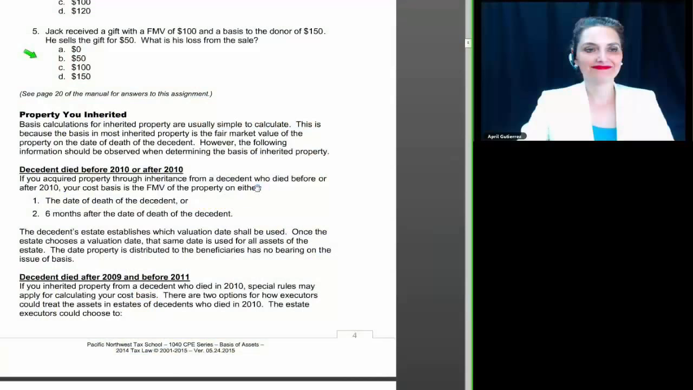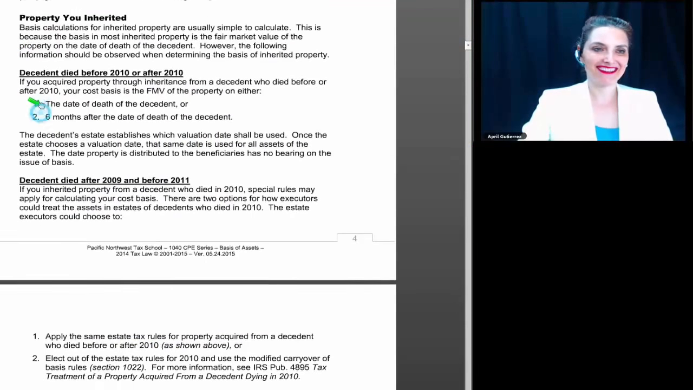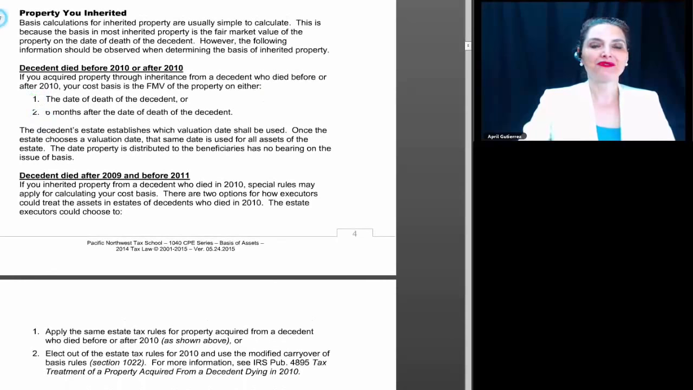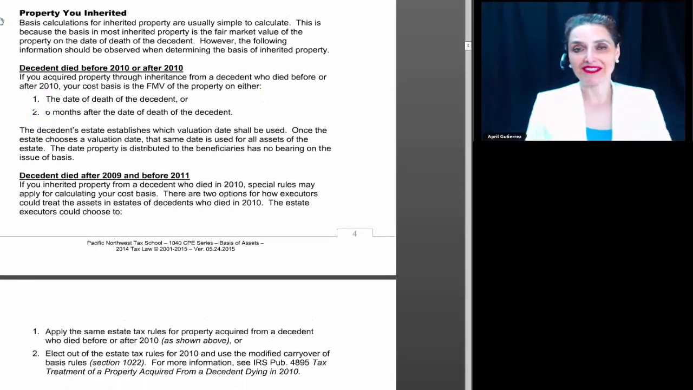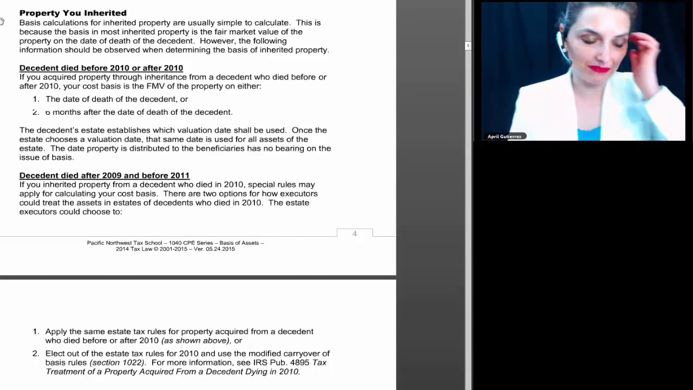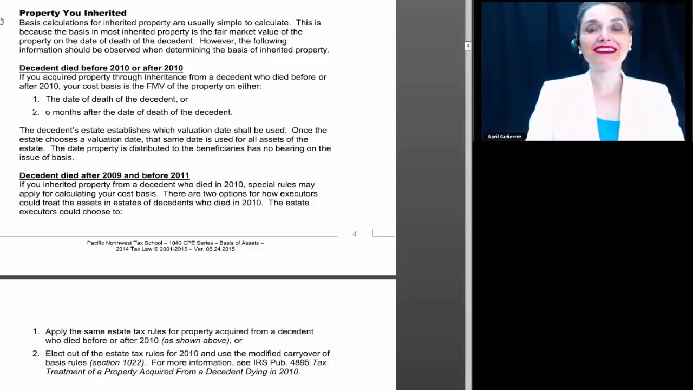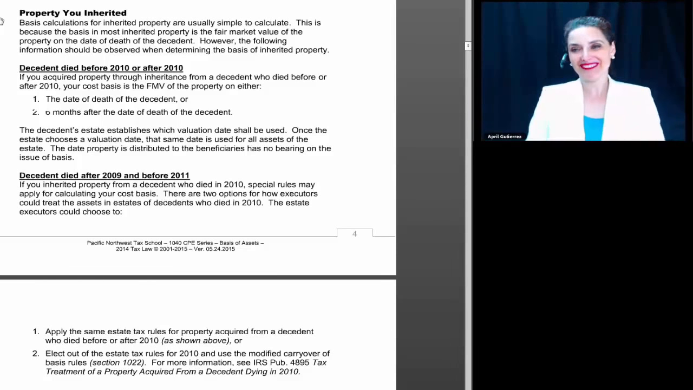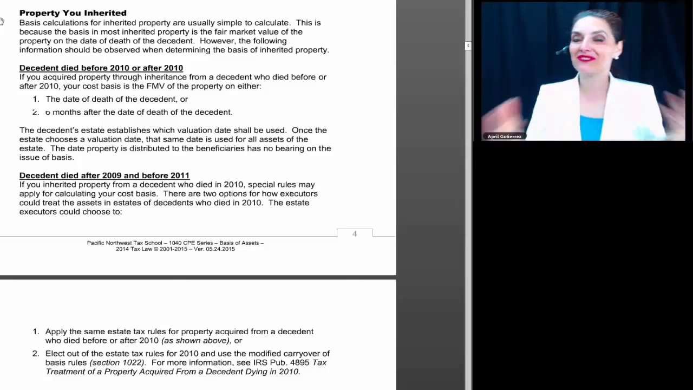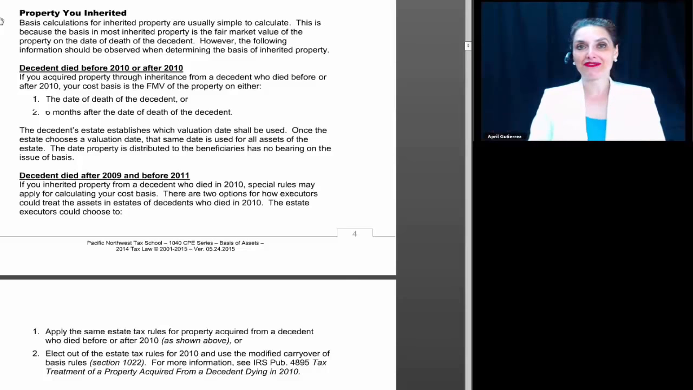So that's it for talking about gifts. And now we're going to move on to inheritances. I like inheritances. They're just simple as far as I'm concerned. Oh, you inherited the property? Now I know your basis. It's that simple. Because you just have to understand some basic rules about figuring the basis for inherited property, and you're fairly much done.